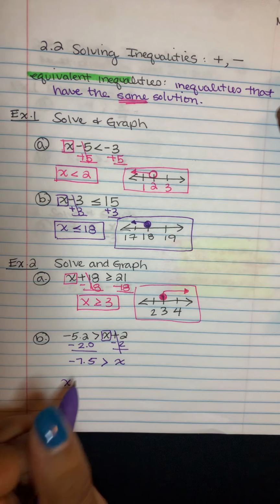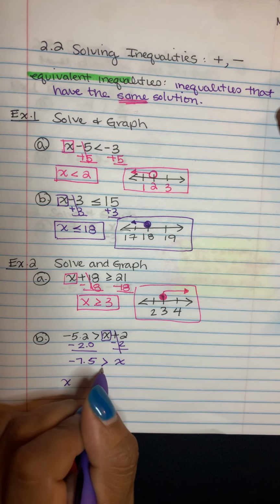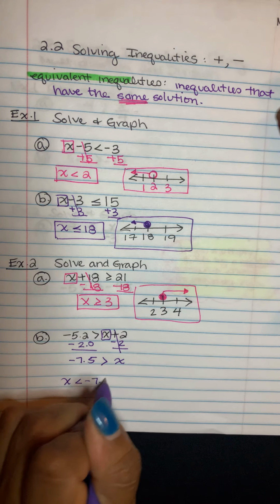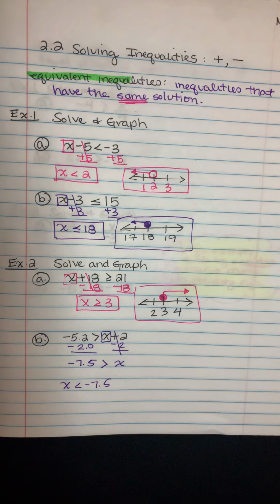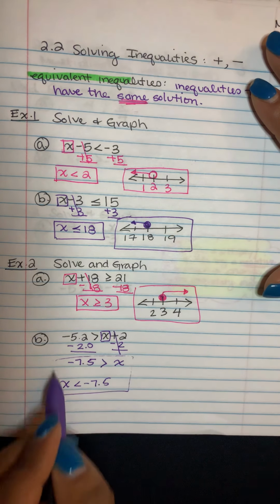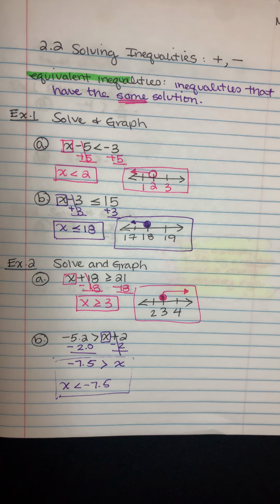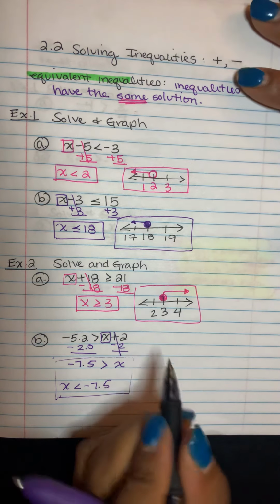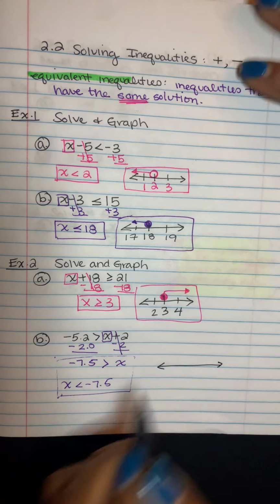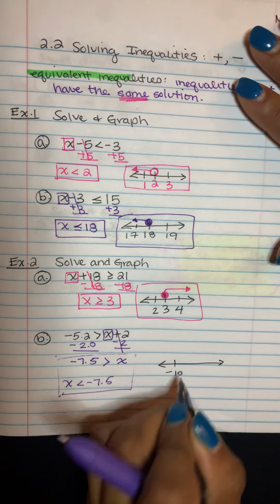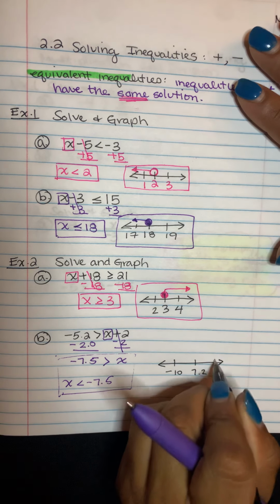I'm going to read it to you. -7.5 is greater than x. That means x is less than -7.5. So you don't have to make the variable on the left-hand side, but it's up to you. You just have to be able to know how to read it and understand it. So what does that mean? Let's see, I'm just going to choose some numbers, -10, -7.2, and 0.